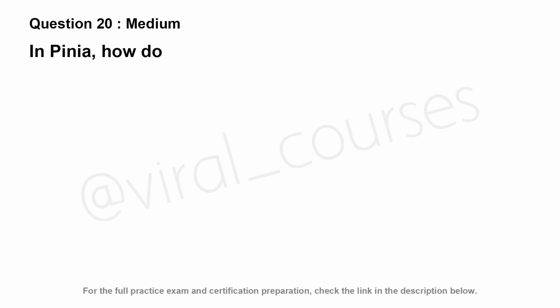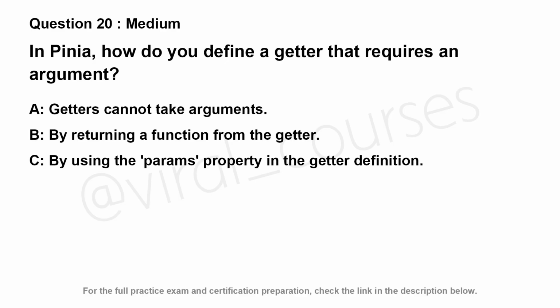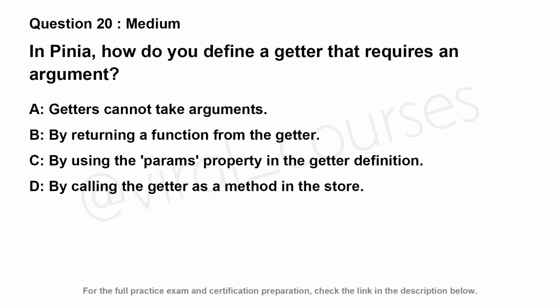In Pinia, how do you define a getter that requires an argument? Option A. Getters cannot take arguments. Option B. By returning a function from the getter. Option C. By using the params property in the getter definition. Option D. By calling the getter as a method in the store.